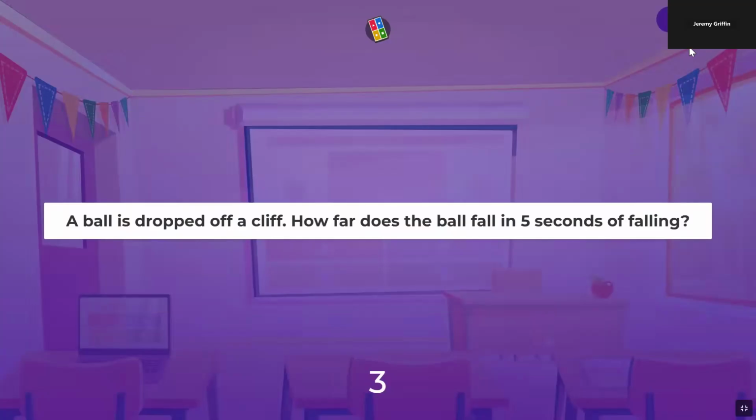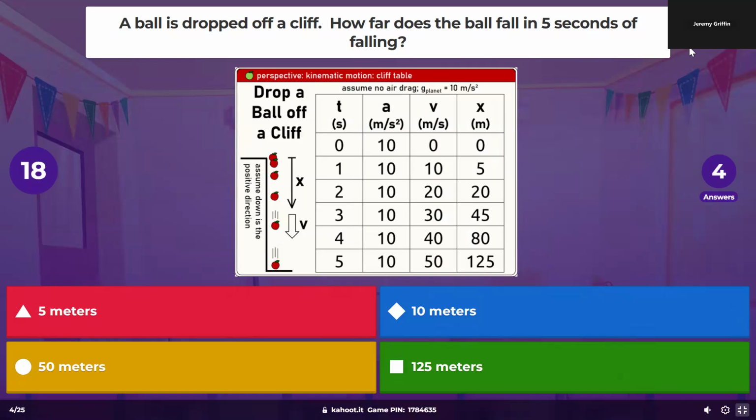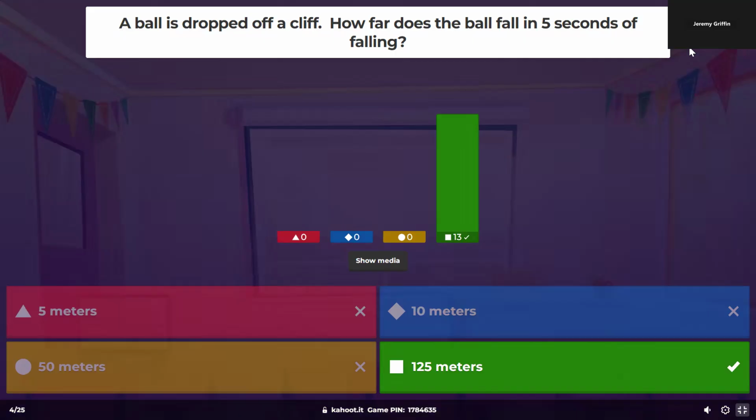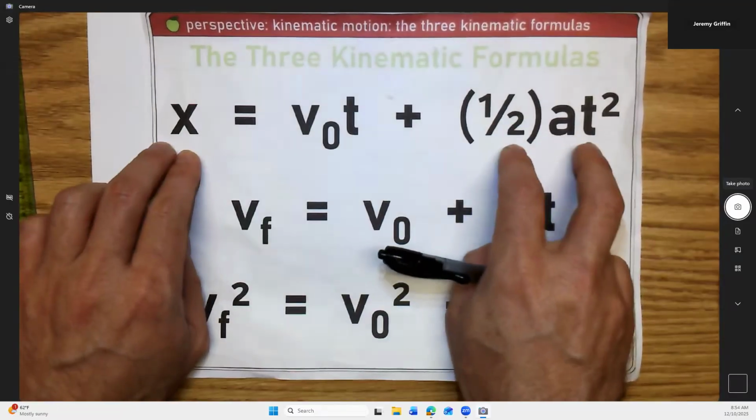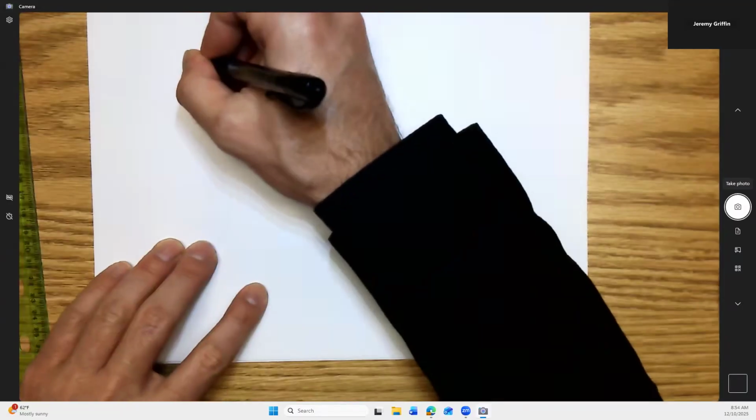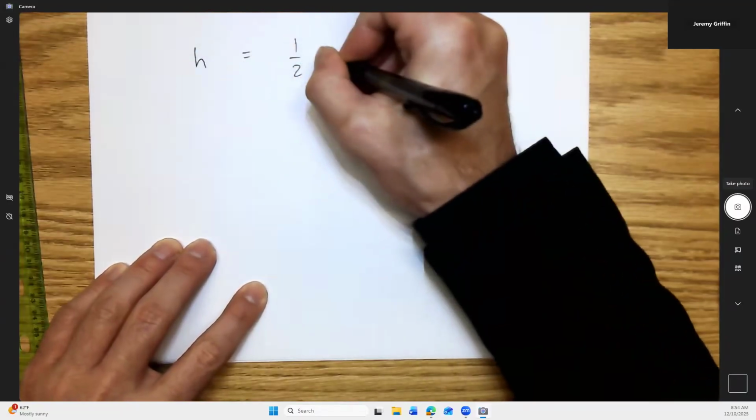A ball is dropped off the cliff. How far does it fall in 5 seconds? 125 meters. It's not like the college equation. This one right here. So we're doing h equals 1/2 g t squared.